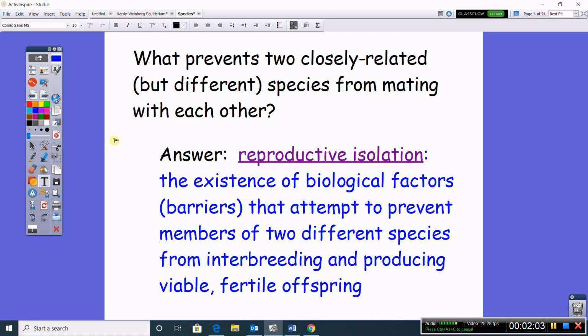So think of it as Mother Nature discouraging two closely related species from interbreeding. It doesn't mean that it can never ever happen. It just means that usually when the two species interbreed, something goes wrong. Or there might be mechanisms in place to prevent them from even getting together in the first place. So we're going to be talking about reproductive isolation and reproductive barriers today.